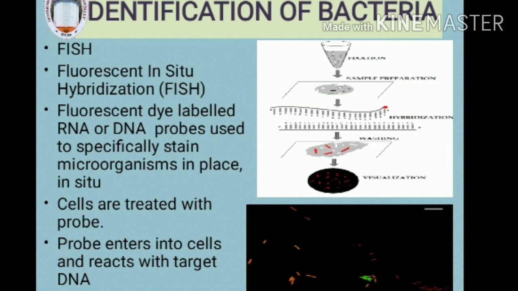Fluorescent in situ hybridization, FISH. Fluorescent dye labeled RNA or DNA probes are used to specifically stain microorganisms in place, in situ. Microbial cells, bacterial cells, are treated with a specific probe. The probe enters into cells and reacts with target DNA. If cells appear with fluorescence under a fluorescence microscope, it indicates a positive test. Using specific probes against a suspected bacterial pathogen, the pathogen present in the clinical sample is identified.